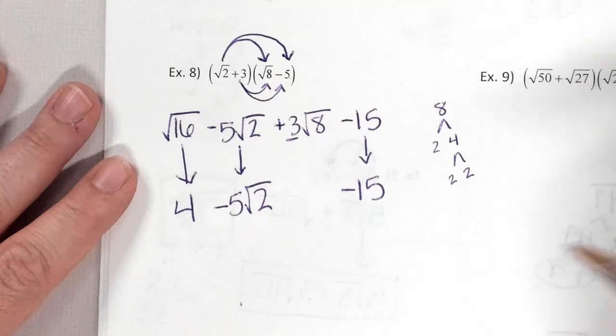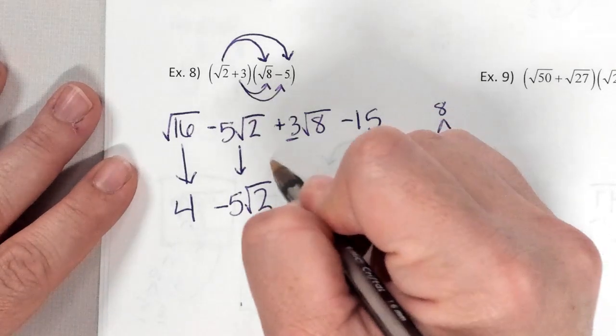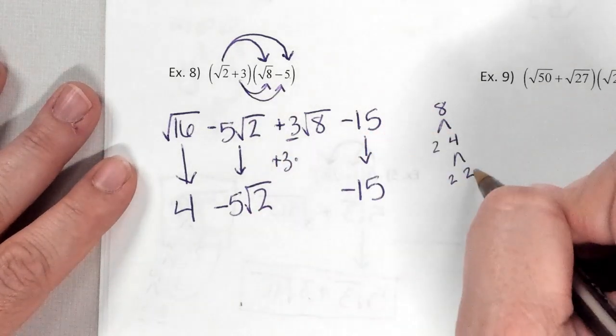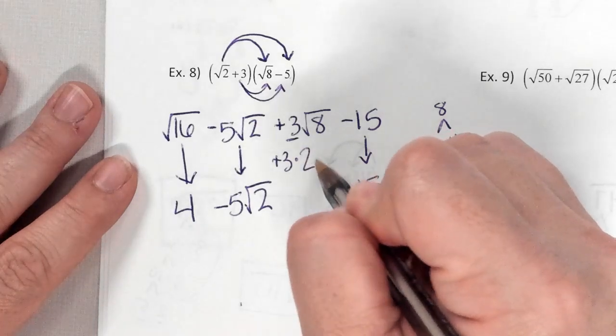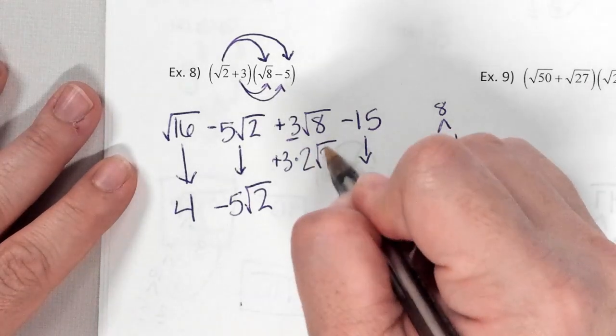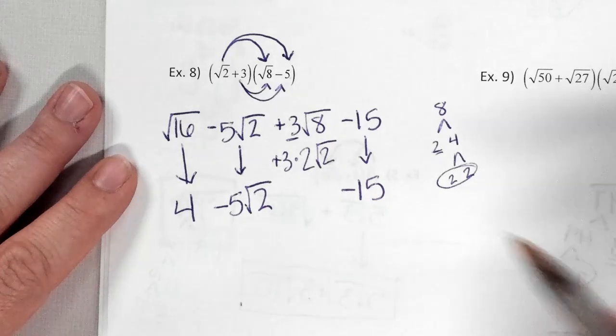Now, I already had a 3 there, correct? So I can't forget about that 3. What am I going to take out? 2. And what has to go back in the house? So what's 3 times 2?